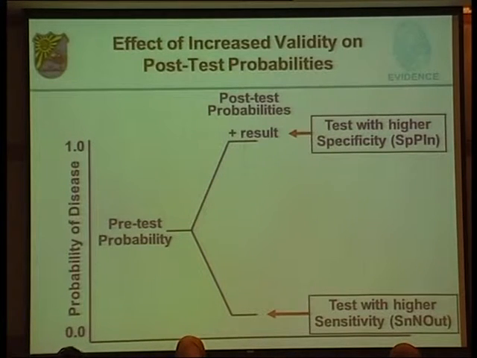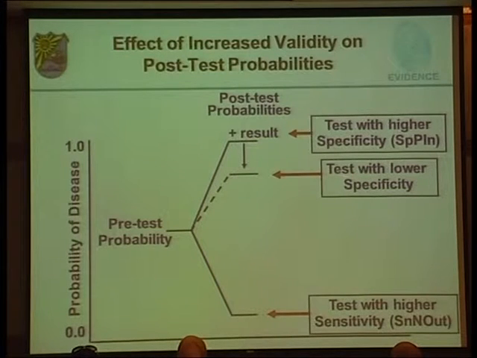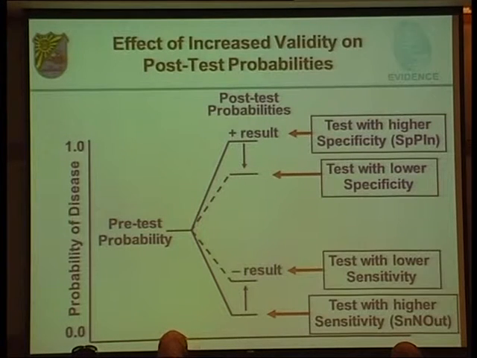Now, if you go from a pretest probability all the way up here, almost to 1, to a point at which you could say you've ruled it in, that would be a test with high specificity, right? And if you have a negative result and you have a high sensitivity, it's going to go down near 0. But not all tests have high sensitivity and specificity. So what would happen if you have a test with lower specificity, it would end up down here. Okay? And same thing here. If you have a test with lower sensitivity, it's not going to push this down as far.